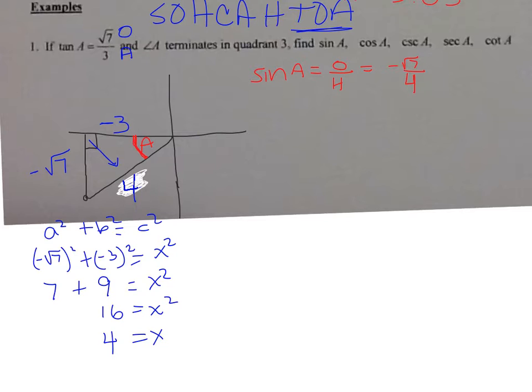Okay, cosine A. Cosine is the adjacent over the hypotenuse. So adjacent would be negative 3 over the hypotenuse, which is 4. Okay, we already have tangent.